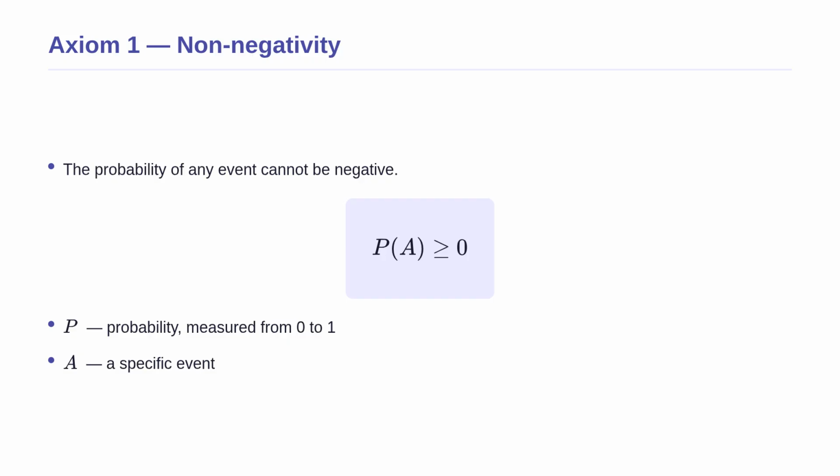Conceptually, this just means you cannot have a negative chance of something happening. Just like you cannot have negative gasoline in your car's tank. If an event is completely impossible, its probability is exactly 0. But it can never drop below that. In this formula, the letter P stands for probability, and A represents a specific event. This mathematical statement guarantees that every single probability you ever calculate will be 0 or a positive number. If you ever calculate a negative probability, you know a mistake was made.